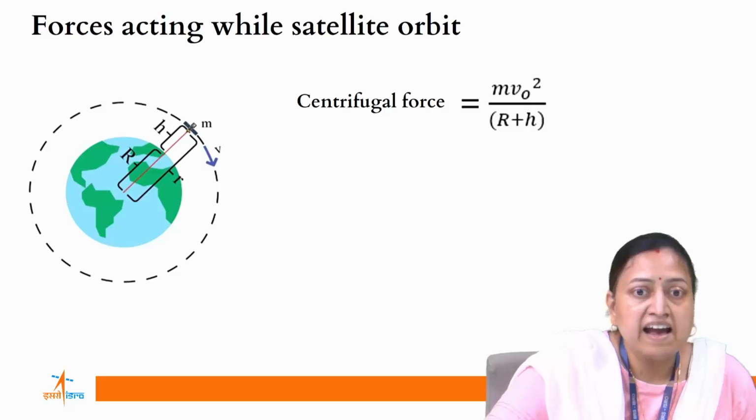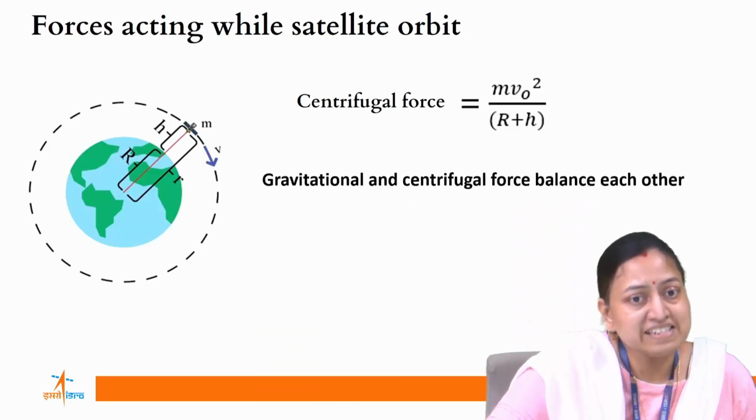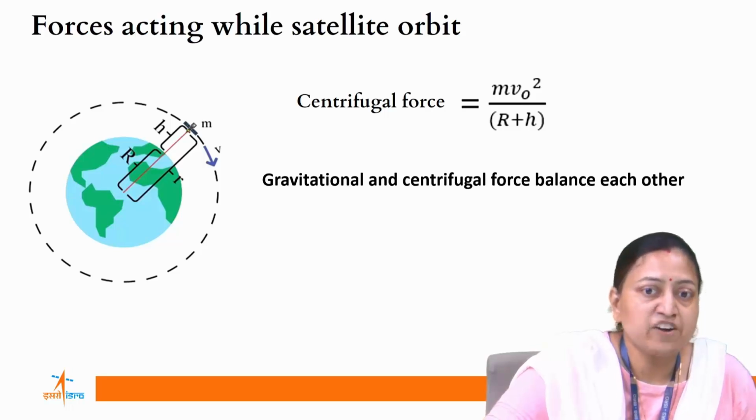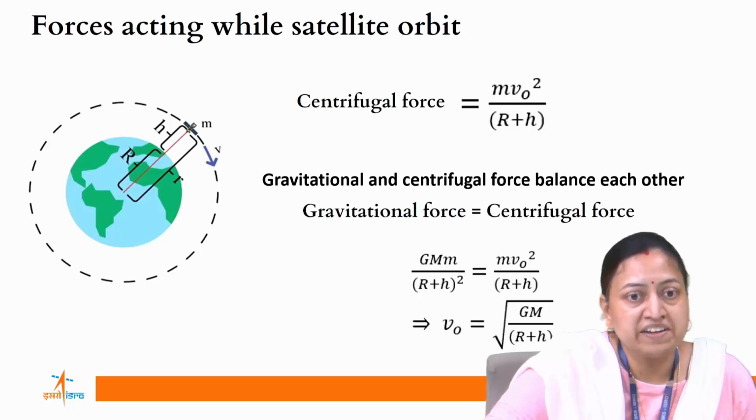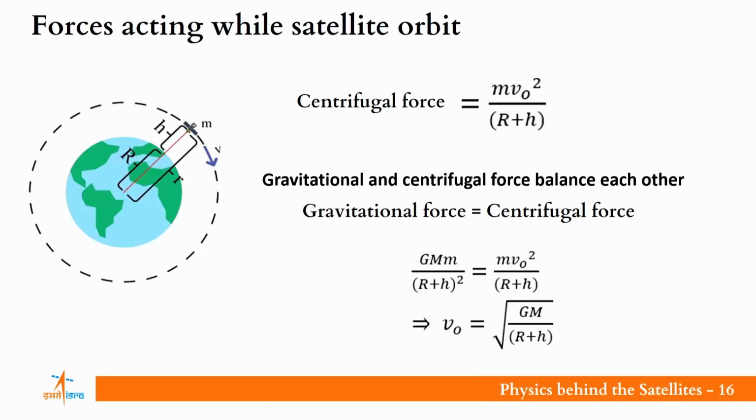Gravitational force and centrifugal force balance each other, and in the absence of any net force, the satellite orbits with constant orbital velocity. By equating both these forces, we can derive an expression for orbital velocity. Orbital velocity is equal to the square root of GM / (R + h).